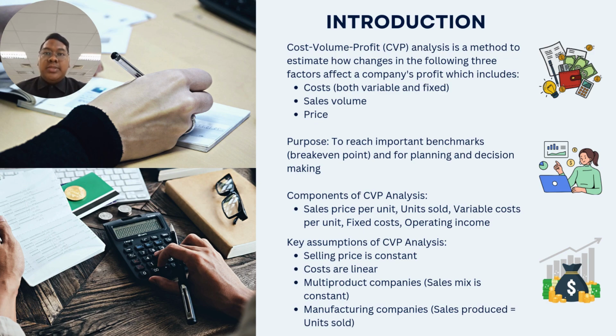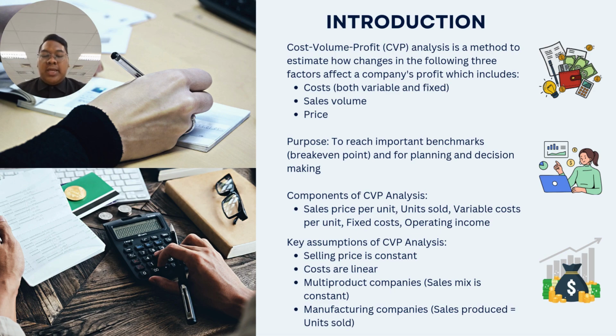So companies use CVP analysis to help them reach important benchmarks such as the break-even point. CVP analysis also provides a powerful tool to management for planning and decision making. And there are 5 important components of CVP analysis, which include sales price per unit, units sold, variable cost per unit, fixed cost, and operating income.